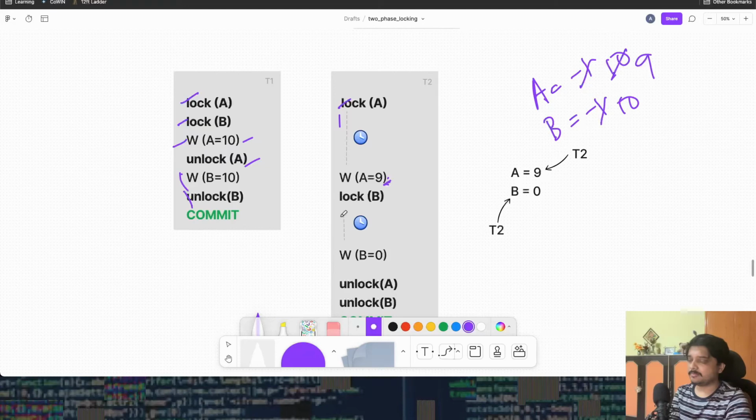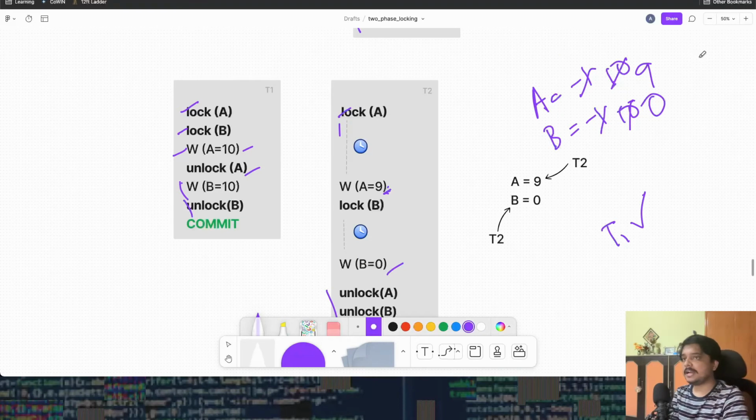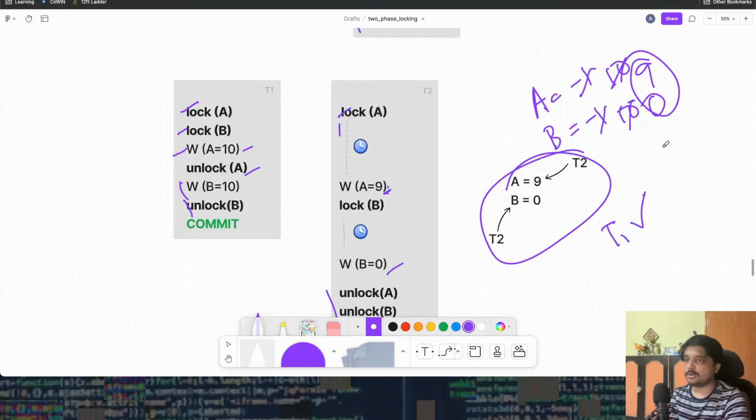At the end, it unlocks B and it commits. Cool. So T1 has completed and committed. T2 is still going on. T2 now gets the lock to B because T1 has unlocked it. It changes the value from 10 to 0 and then unlocks both the locks. So you see the final value is 90, which is something that we want. Both values have come from T2, and it seems like T1 has run before T2, which gives us a conflict serializable schedule, maintaining transaction isolation in the database.